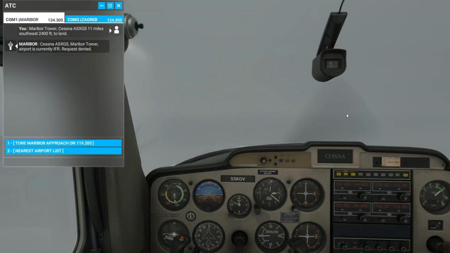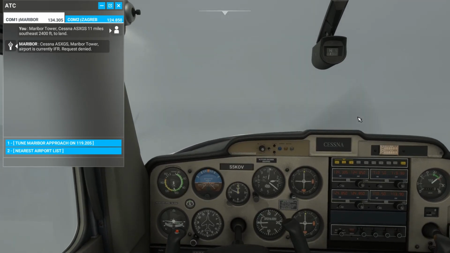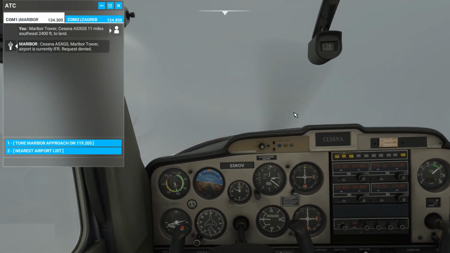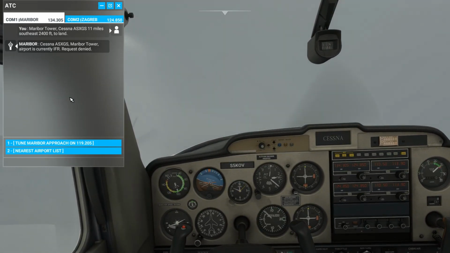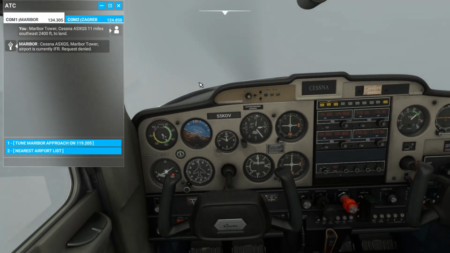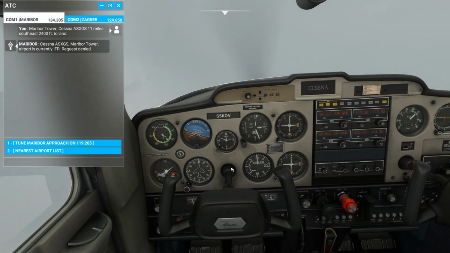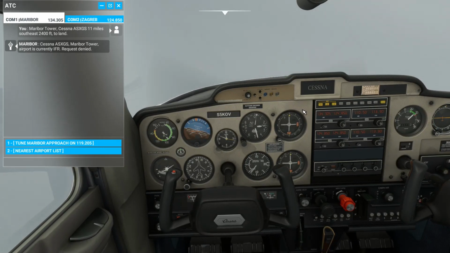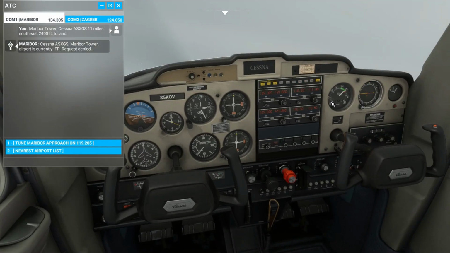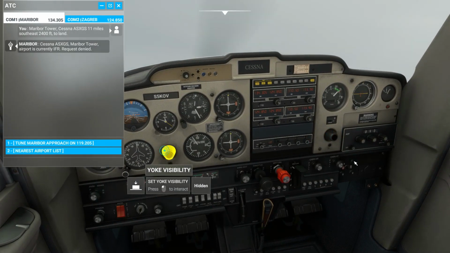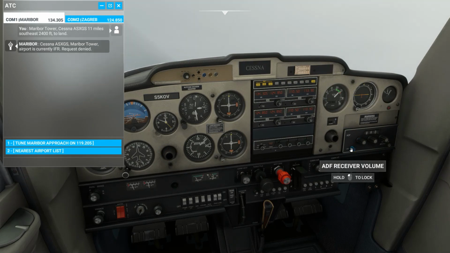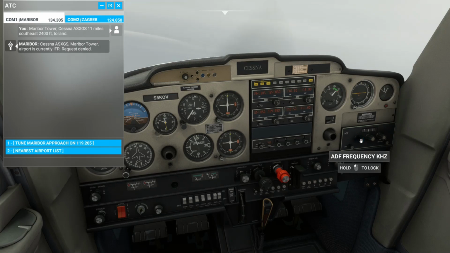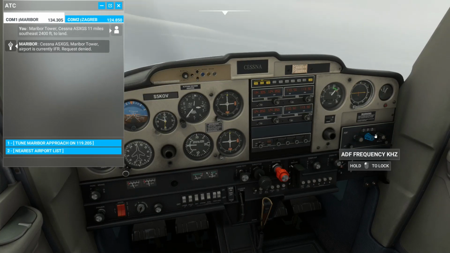So here we are flying in a Cessna. It is foggy. Maribor Airport denied my request for landing since the airport is currently IFR. I will try to land with the help of ADF, and I will select our first nav point. This is 3.